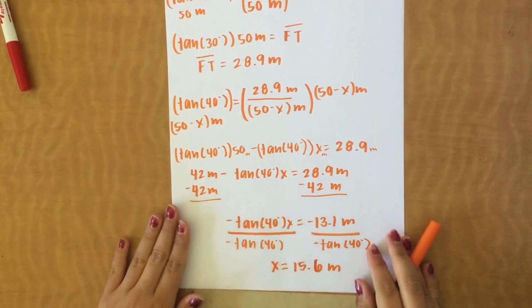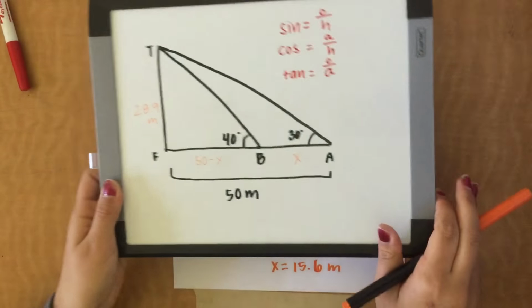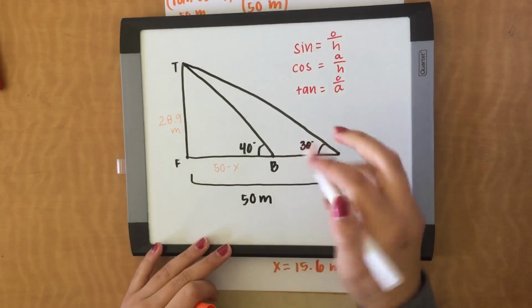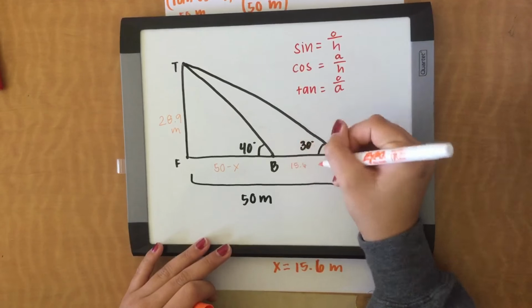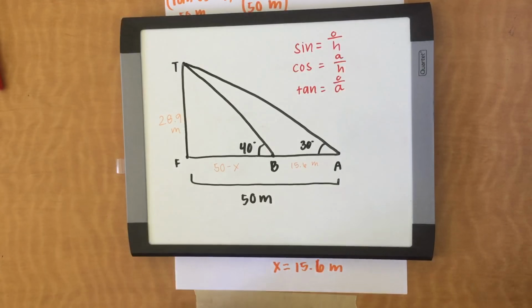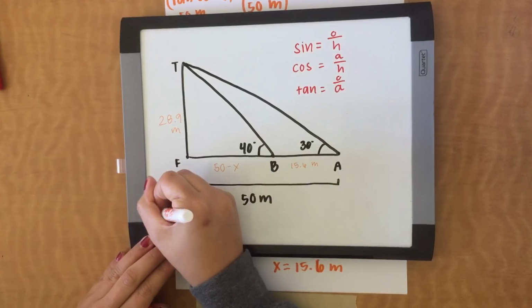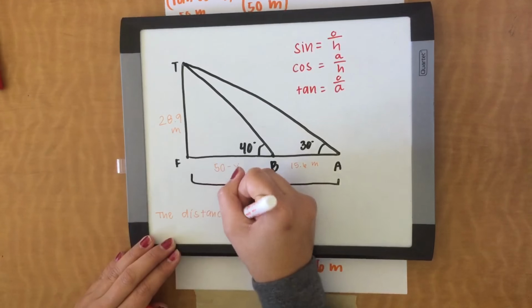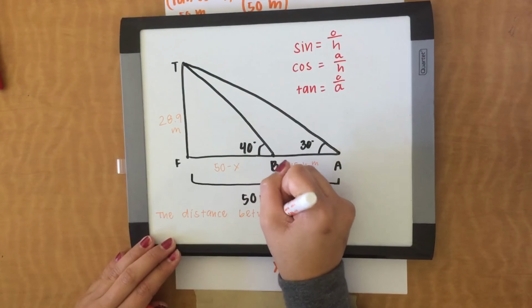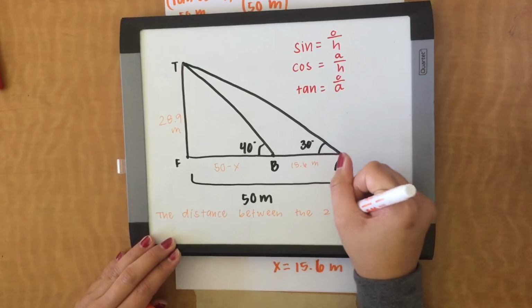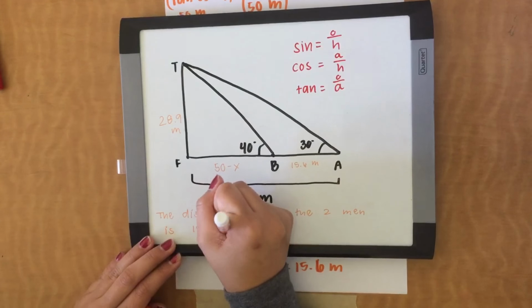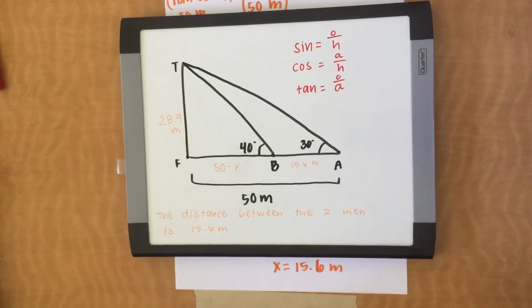Nice. So we know that this little X here is actually 15.6 meters. So the distance between the two men is 15.6 meters. And that's our answer.